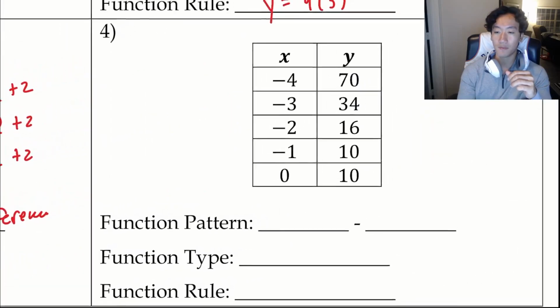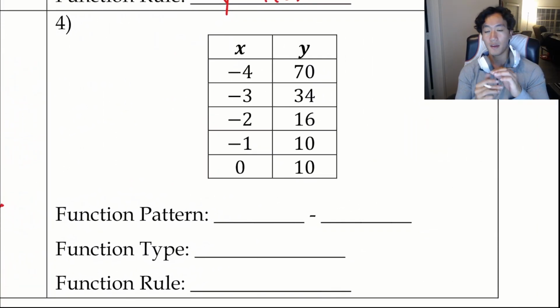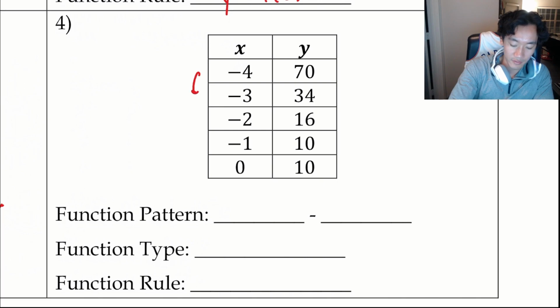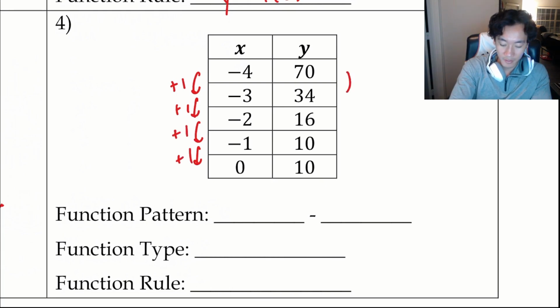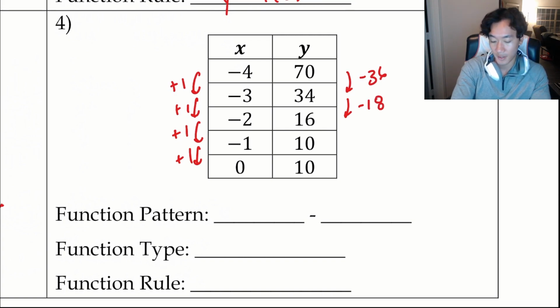All right, let's do one more. Number 4 here. And again, I'm going to calculate the difference for the x values. And this one's really straightforward. It's plus 1 all the way through. So majority of them should be that way. And then the second time around, let's see, 70 to 34. I think that's minus 36. 34 to 16, I believe is, what is that? Minus 18. And then 16 to 10 is minus 6. And then 10 to 10 is 0.